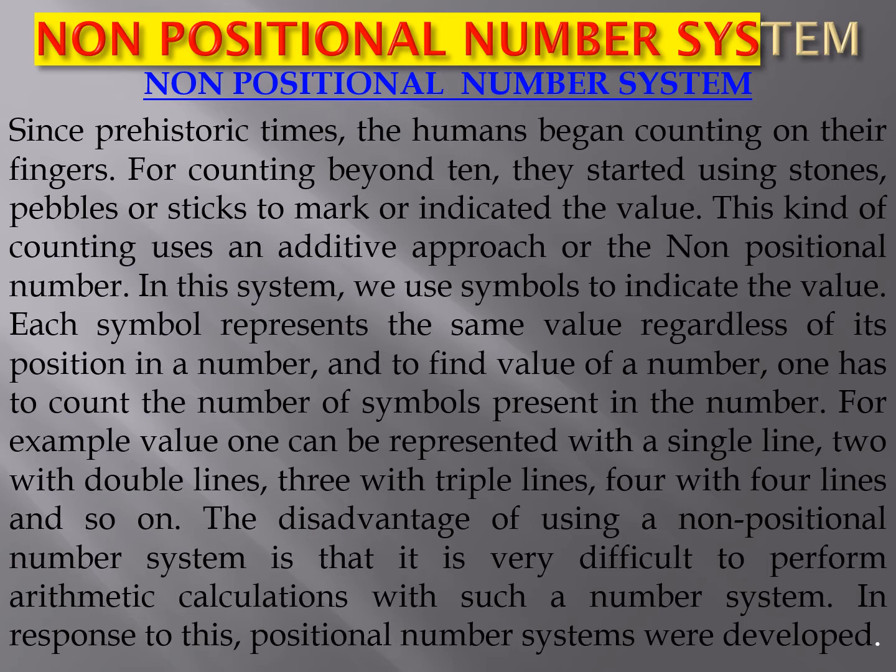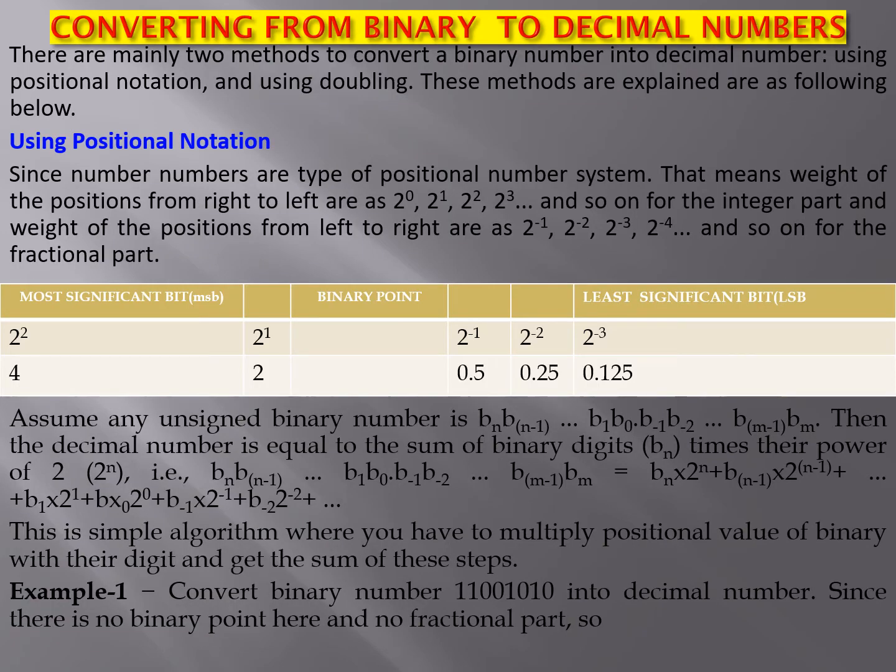The disadvantage of using a non-positional number system is that it is very difficult to perform arithmetic calculations with it. In response to this, positional number systems were developed. Converting from binary to decimal numbers: there are mainly two methods to convert a binary number into a decimal number, using positional notation and using doubling. These methods are explained below.